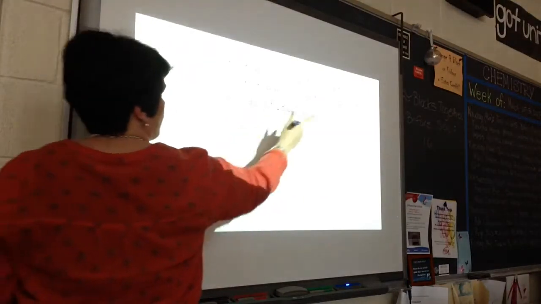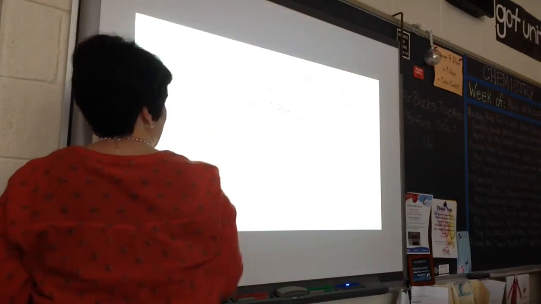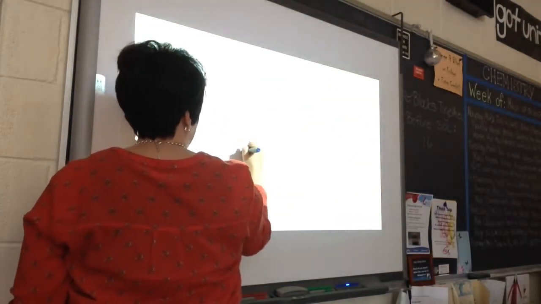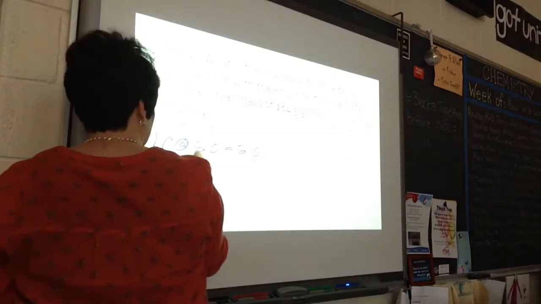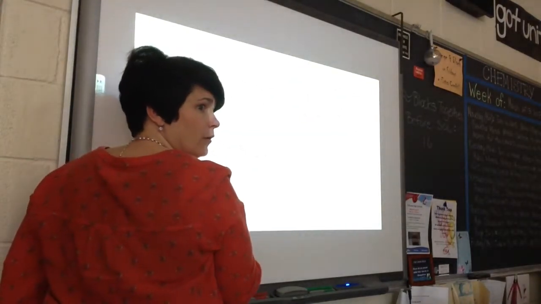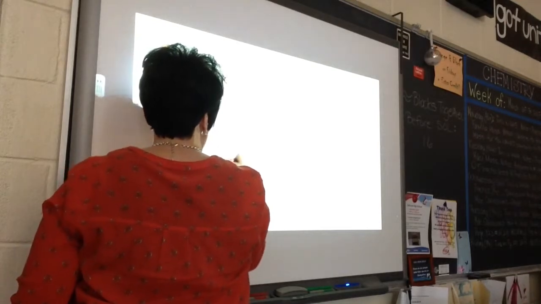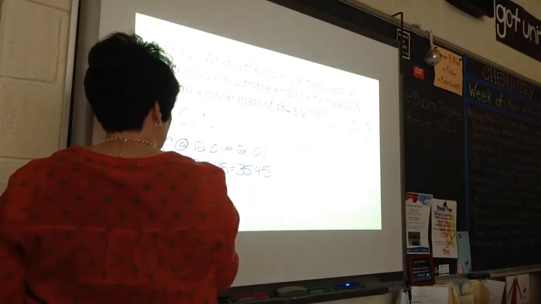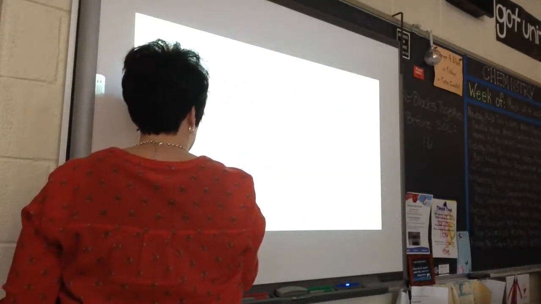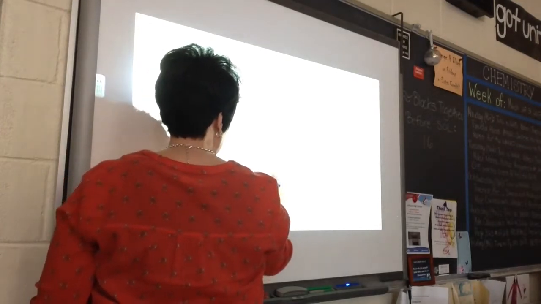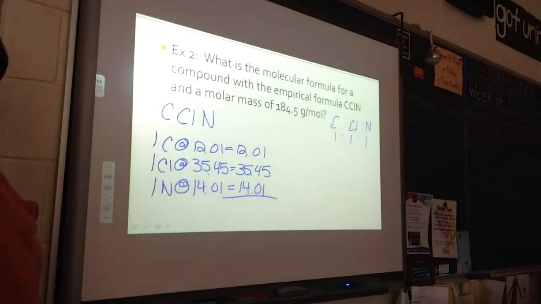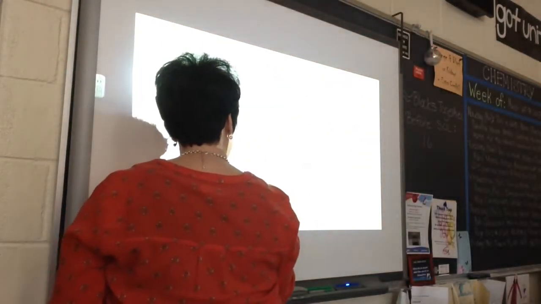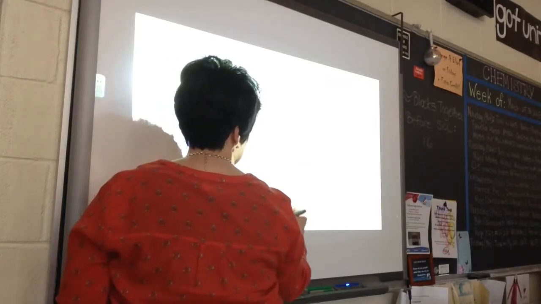Okay? So we're going to take CClN and we're going to figure out its molar mass. 1 carbon at 12.01. 1 chlorine at 35.45. And 1 nitrogen, 14.01. What's this math? Somebody hit me. 61.47 grams per mole.